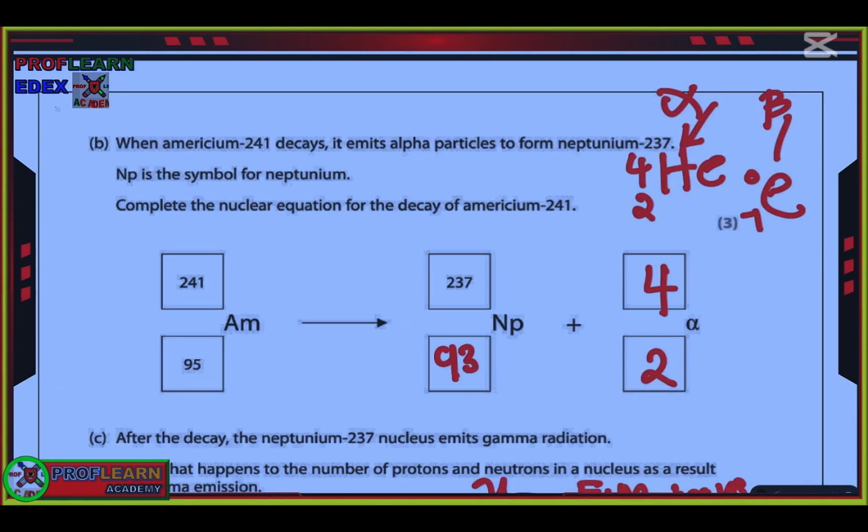You'll be asked also a question to balance a nuclear reaction.